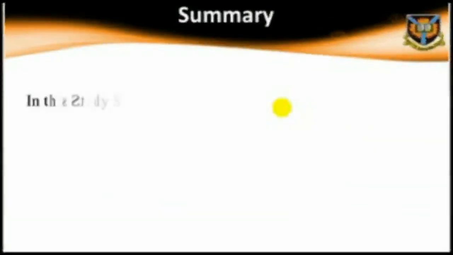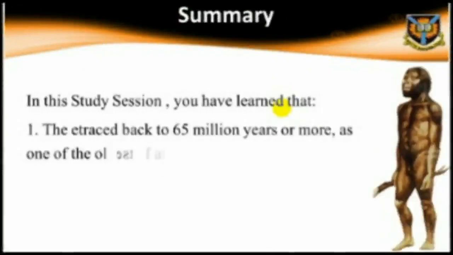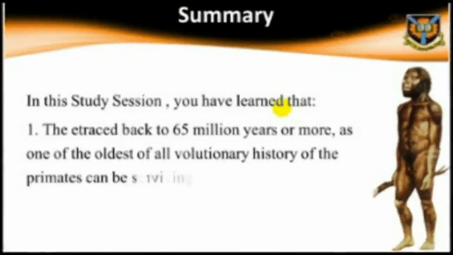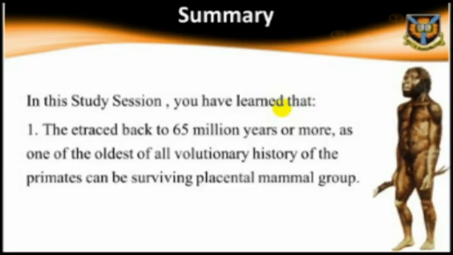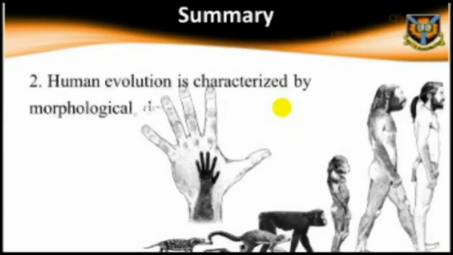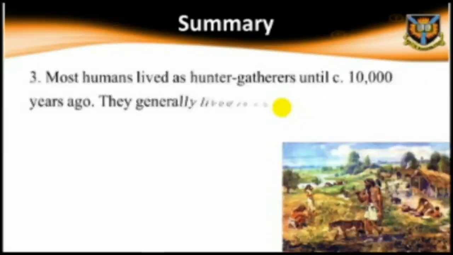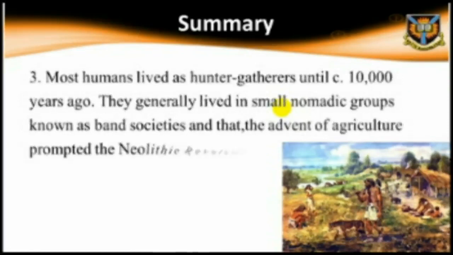Summary of Study Session 2. In Study Session 2, you have learned that: 1. The evolutionary history of the primates can be traced back 65 million years or more as one of the oldest of all surviving placental mammal groups. 2. Human evolution is characterized by morphological, developmental, physiological, and behavioral changes. 3. Most humans lived as hunter-gatherers until 10,000 years ago.